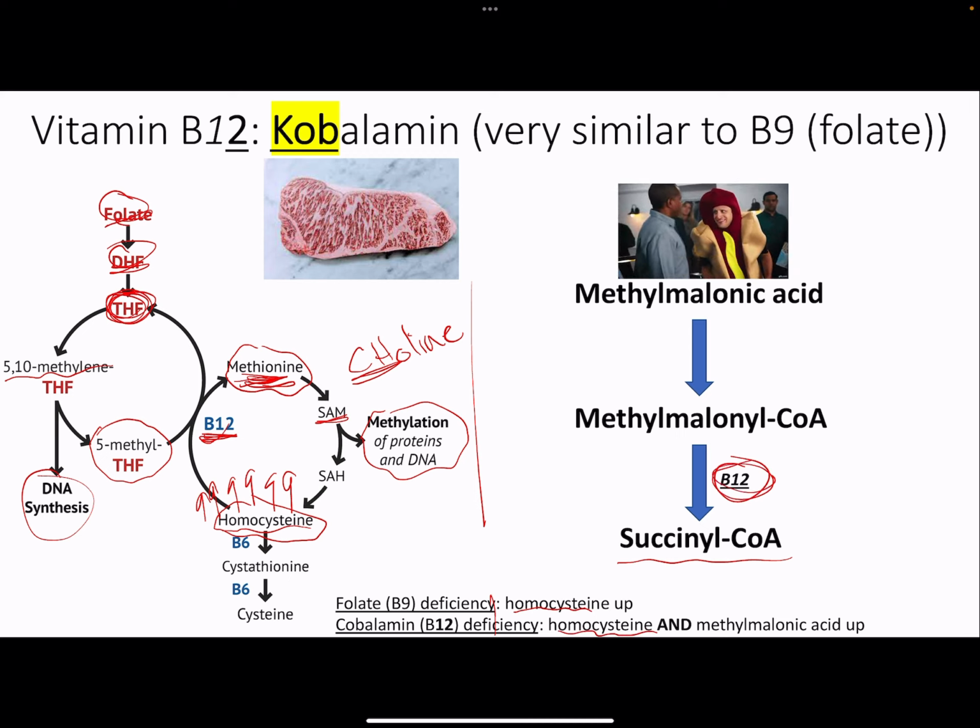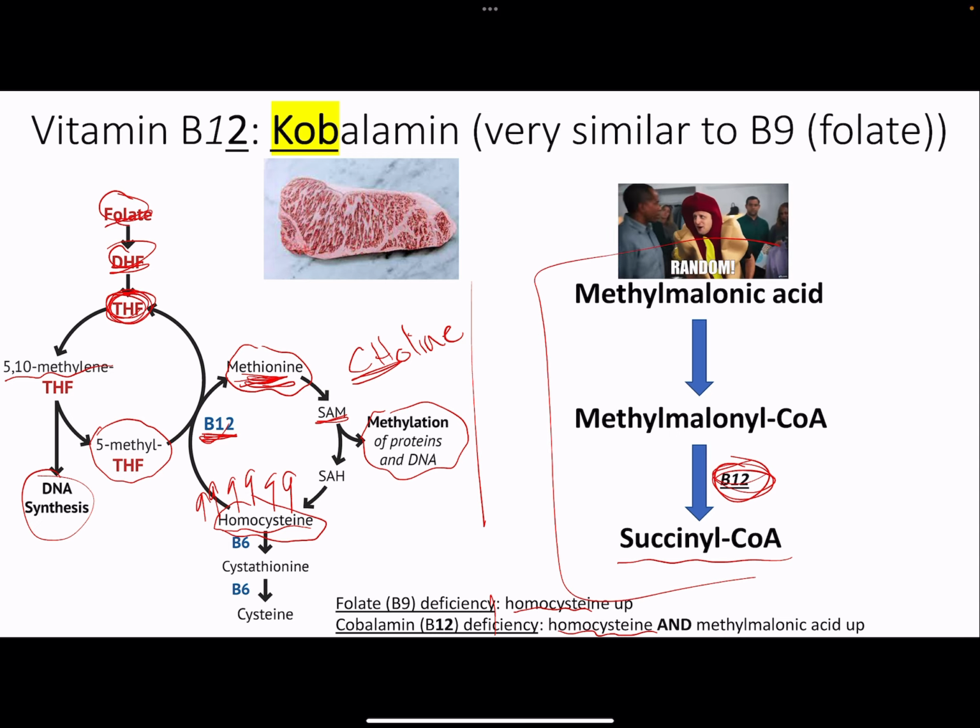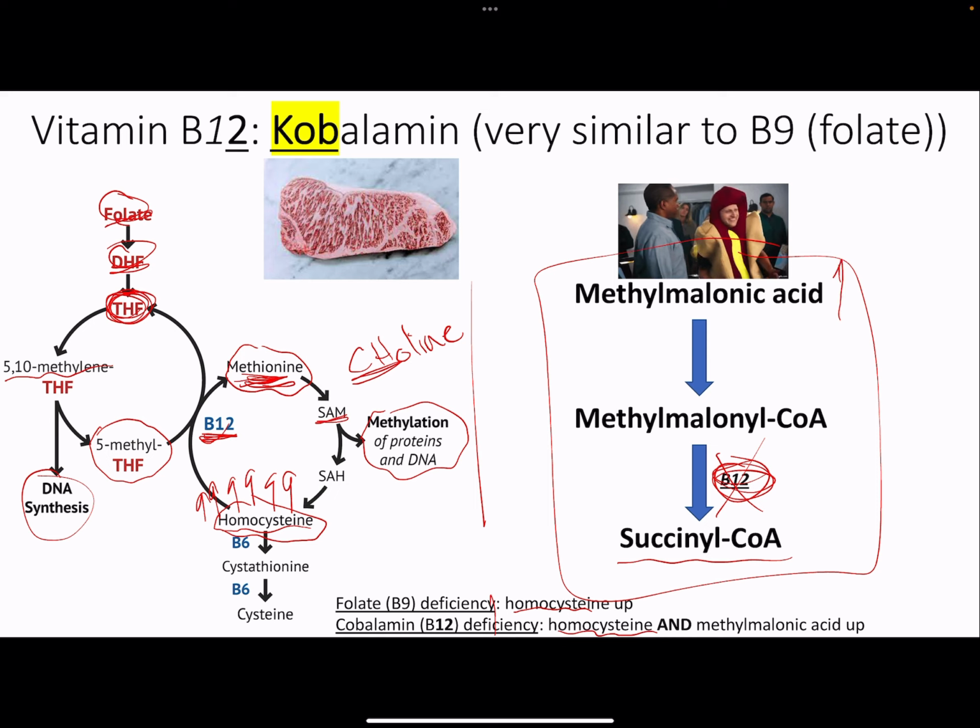But only B12 is involved in this pathway. And if I don't have B12, then I'm just going to have a higher level of methylmalonic acid. So B12 deficiency is homocysteine and methylmalonic acid. You can think of that as like 1 and 2, right? It's like 2 different things, the homocysteine and methylmalonic acid. Or you can just think of 1, 2, 12. The 2 stands for that it's both pathways. I don't care. Figure it out. It's very important. That's crazy high yield to know.